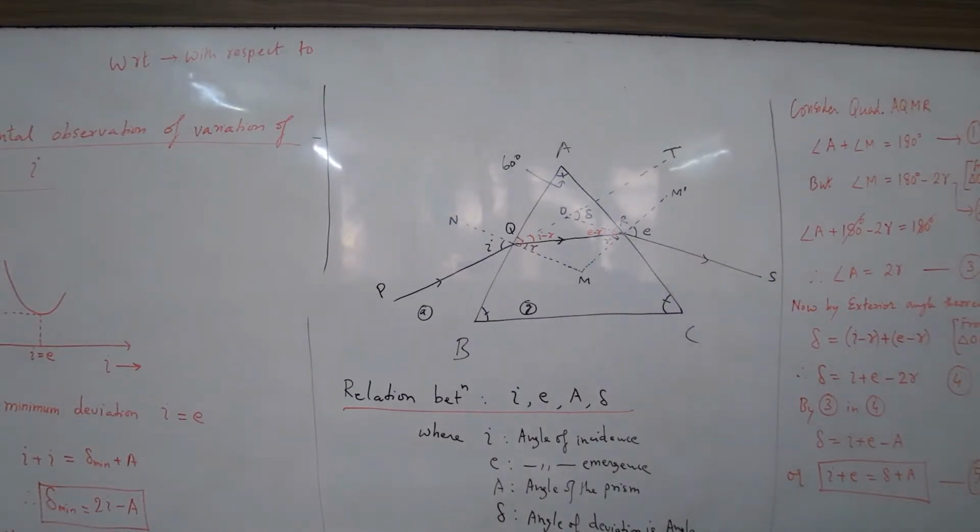In optics, it is all about ray diagrams. ठीक है? Diagram अच्छे से बनाओ. Practice करोगे तो easy हो जाएगा. At minimum deviation, the refracted ray QR is parallel to the base of the prism. Base, BC. Base क्या है? BC, right?